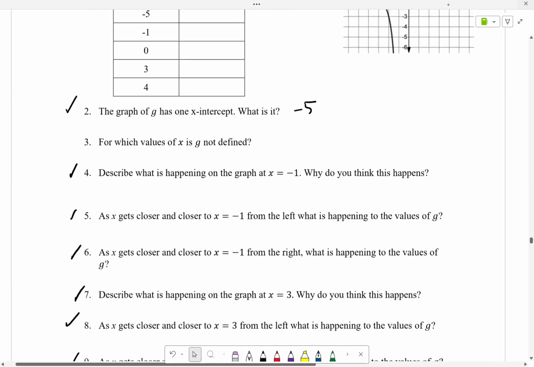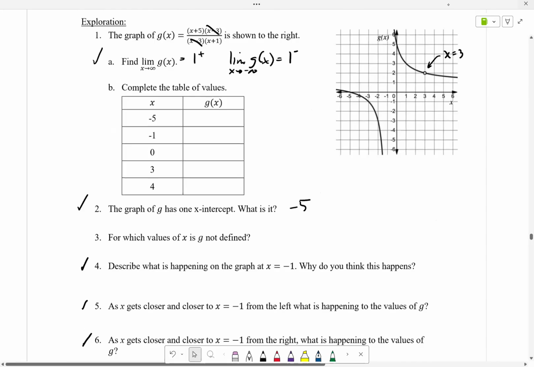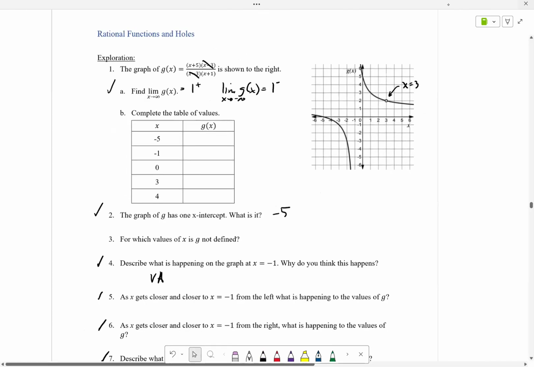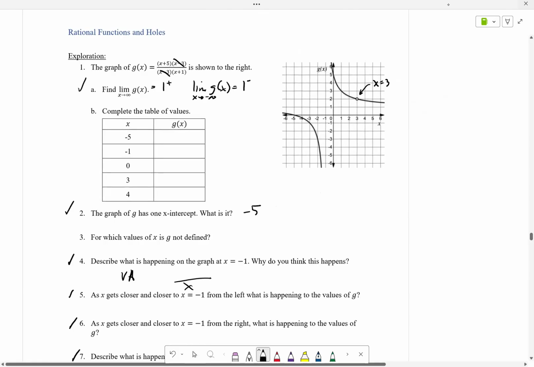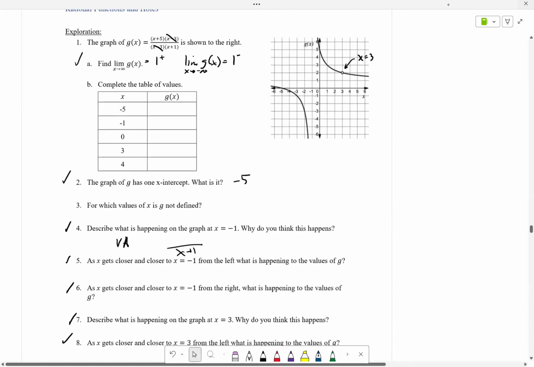Okay, for 4, describe what's happening on the graph at x equals -1. Connor, what do you think? What's happening at -1? Y is getting further away. Looking for a feature here. What's happening at x equals -1? Asymptote. What kind of asymptote? Vertical asymptote. And that happens because the denominator is x plus 1, so -1 will result in a 0 in the denominator. It's undefined. Vertical asymptote.